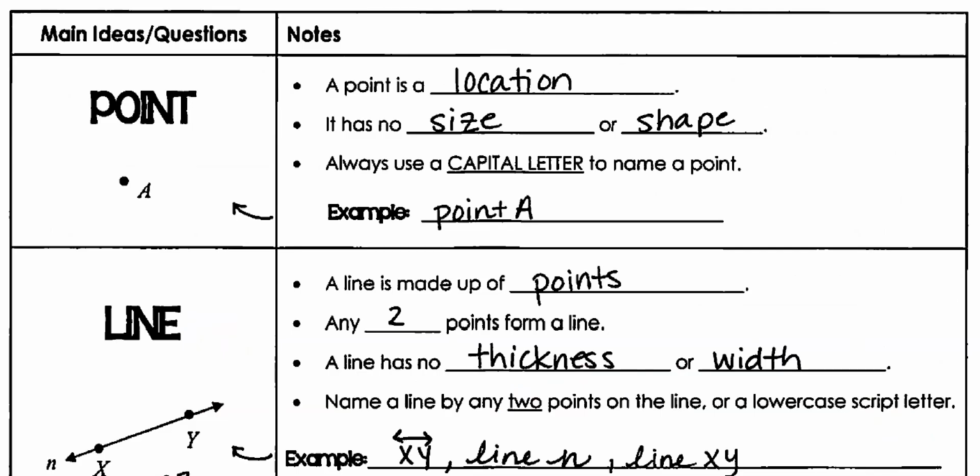So moving on to actually our 1.1 notes, some more explanation of our vocabulary. So this is a point. This is point A, if you've noticed. This is what it's named. A point is a location. It has no size or shape. It always uses a capital letter to name a point. That's why it's called point A.